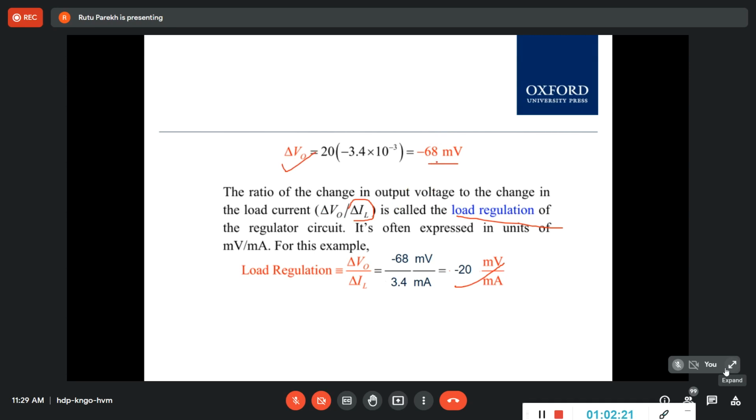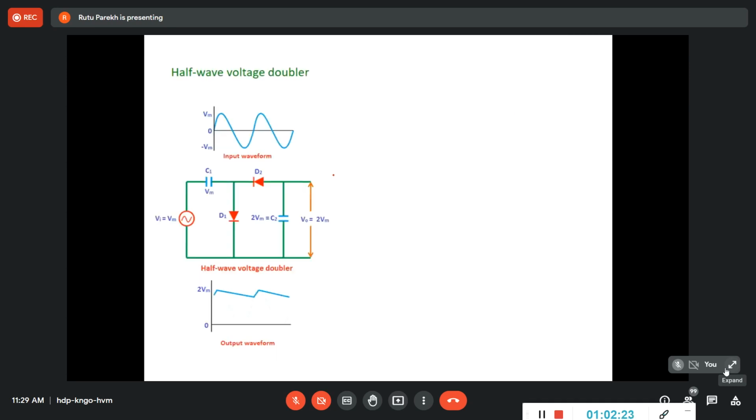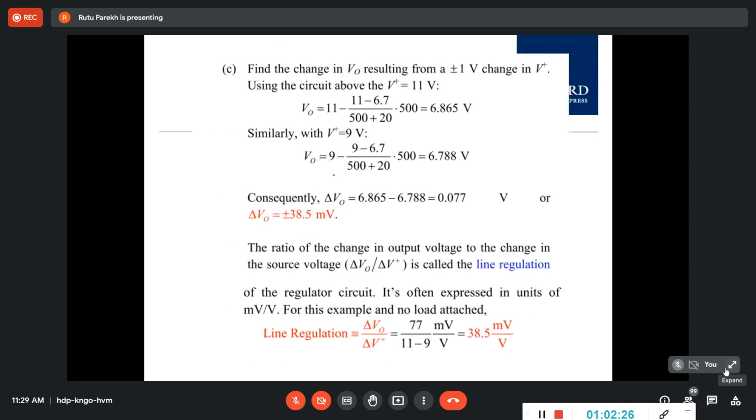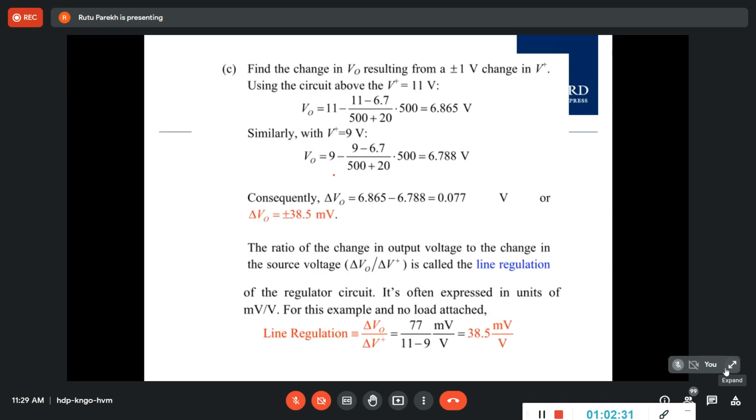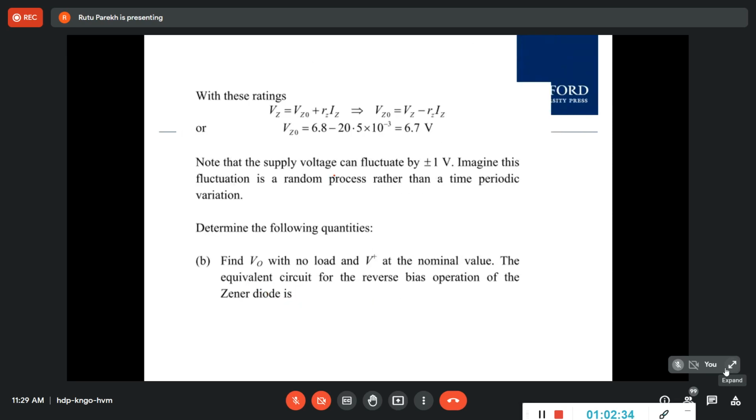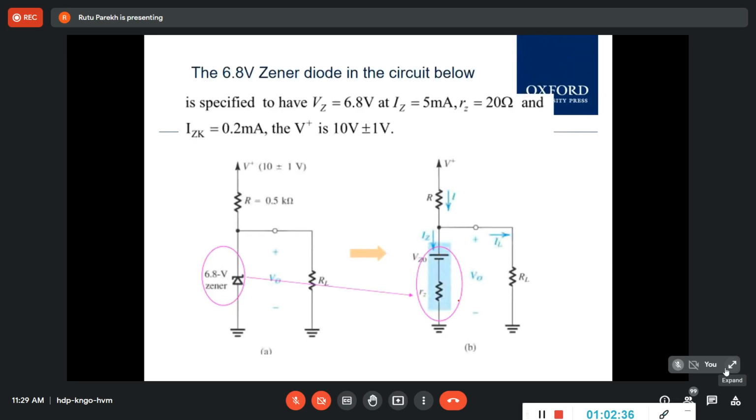It is in millivolt. This is just to explain to you that when you have a Zener, irrespective of the load, the change in the voltage is very small. Even for a huge change here, there is a little change here, in short. That's it.